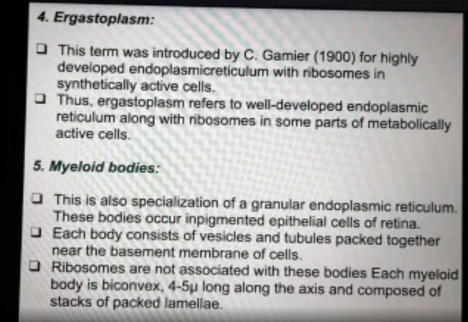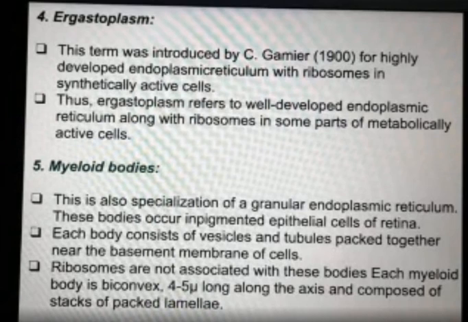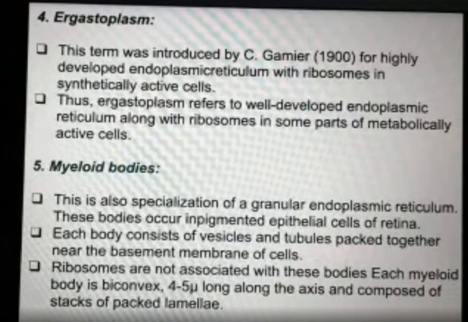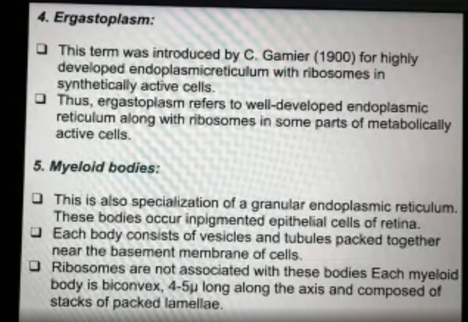Then another form is the myeloid bodies. This is also a specialization of the granular endoplasmic reticulum. These bodies occur in pigmented epithelial cells of the retina. Each body consists of vesicles and tubules packed together near the basement membrane of the cells. Ribosomes are not associated with these bodies. Each myeloid body is biconvex, 4 to 5 microns long along the axis, and composed of stacks of packed lamellae.